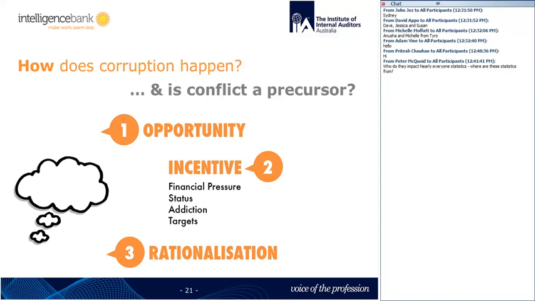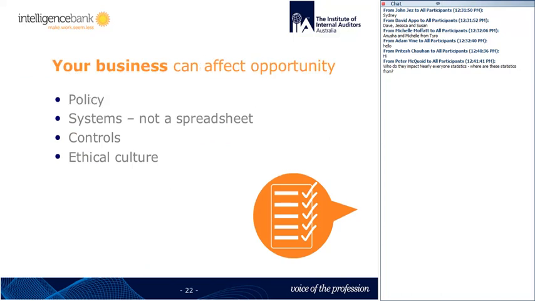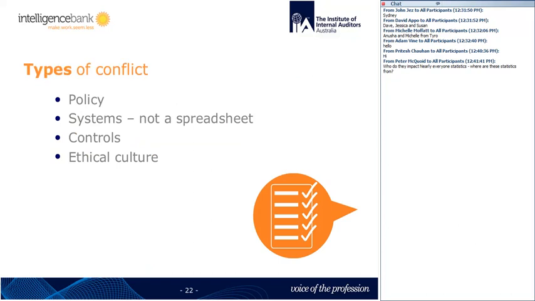really strong ethical base within your organization is quite important, because that kind of kills some of those issues. But really, the only thing that your business can actually affect is opportunity. So you do that with your policies, your systems, your controls, and then obviously your culture, your ethical culture within the organization.